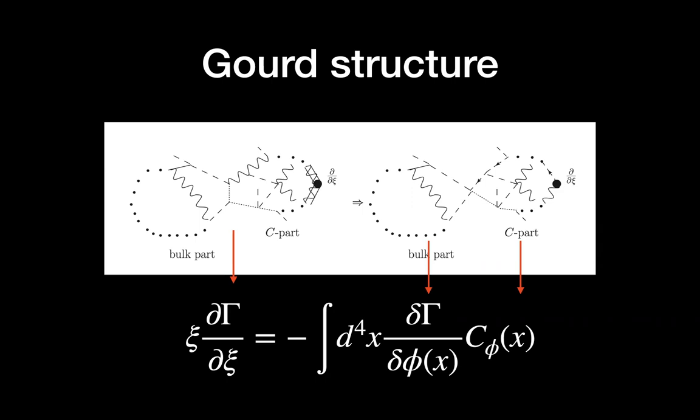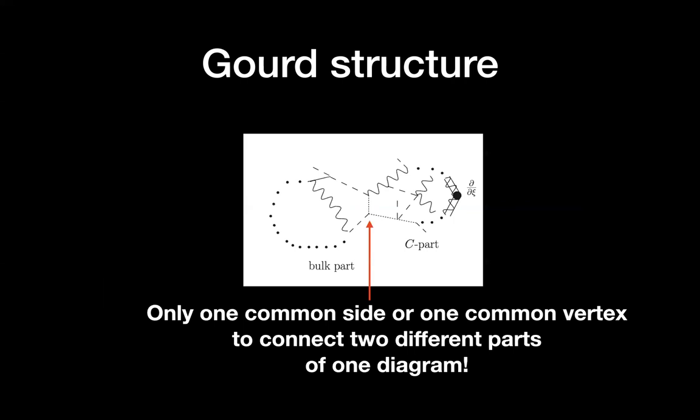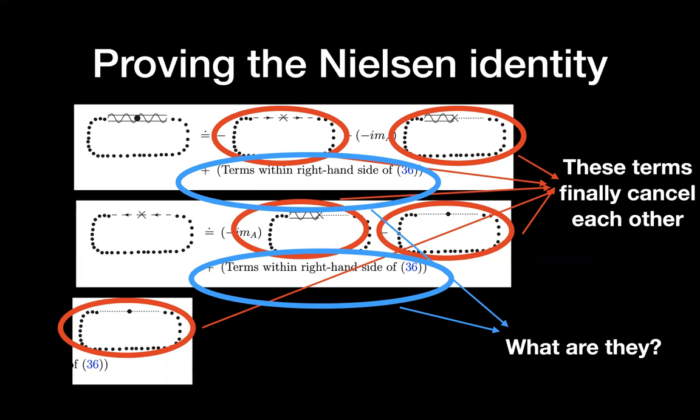is not an equation in this picture. And in the case of the Ward-Takahashi identity, it should be canceled with another diagram, just connected with one s-channel internal line. But such a diagram does not exist in the Nielsen identity because this is no longer one particle irreducible. So here, this term should only remain and become the terms within the right-hand side of the equation mentioned in this picture.